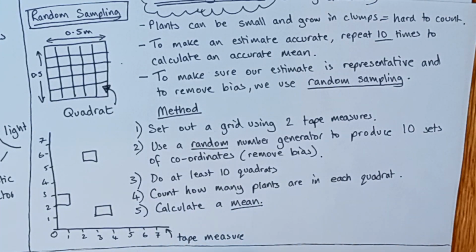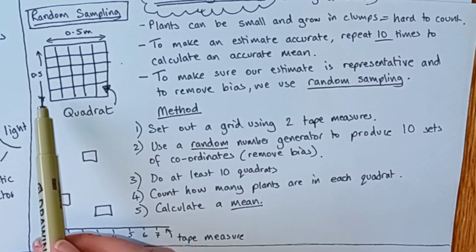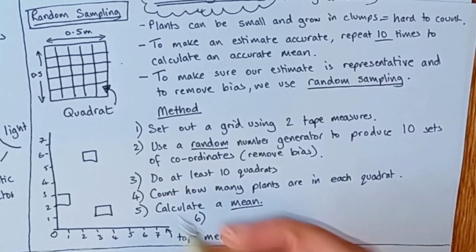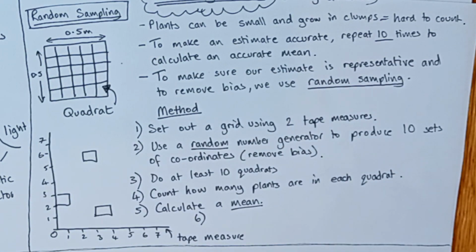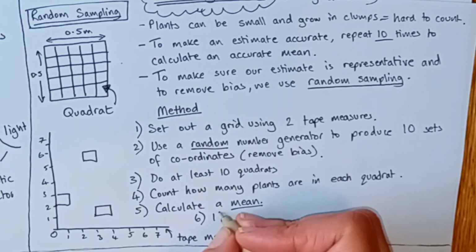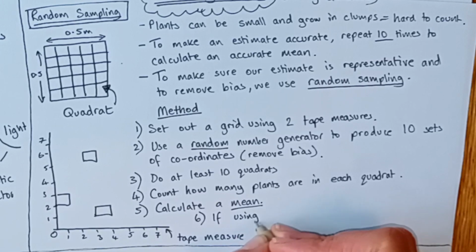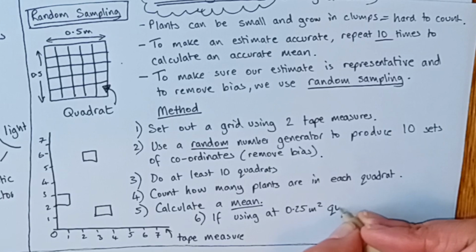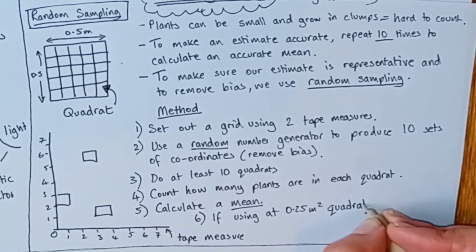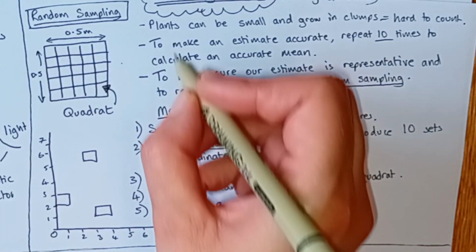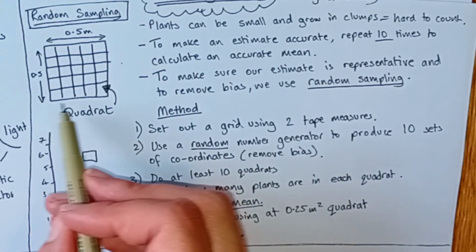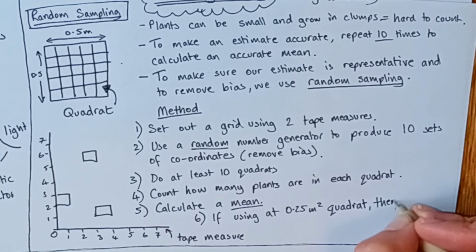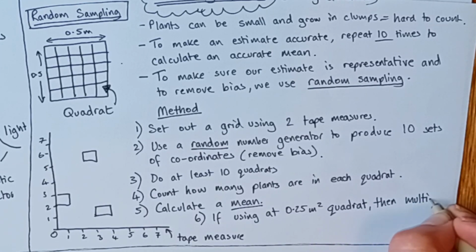And then here's the thing that they try to catch you out with. This quadrat is 1/2 metre by 1/2 metre, which means in total that quadrat isn't 1 metre squared, it's only 1/4 metre squared. So if using a 0.25 metre squared quadrat, then times your answer by 4 to make it as if it's 1 metre squared. So a whole metre along there and a whole metre up there. Then multiply by 4.